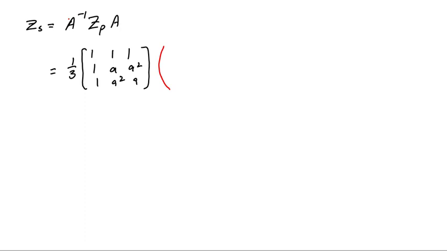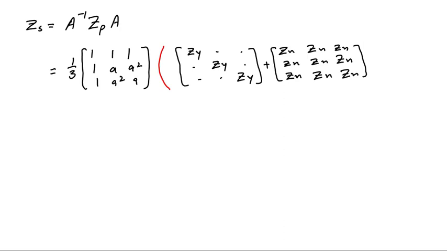Now to have a simple multiplication, we can split that ZP into the sum of two matrices. The first matrix will be ZY on the diagonal with zeros elsewhere, plus the second matrix with Zn in every entry, into matrix A [1 1 1; 1 A square A; 1 A square A]. Don't forget the difference between matrix A and A inverse. Students normally get confused between these two matrices and just replace A with A inverse or A inverse with A.